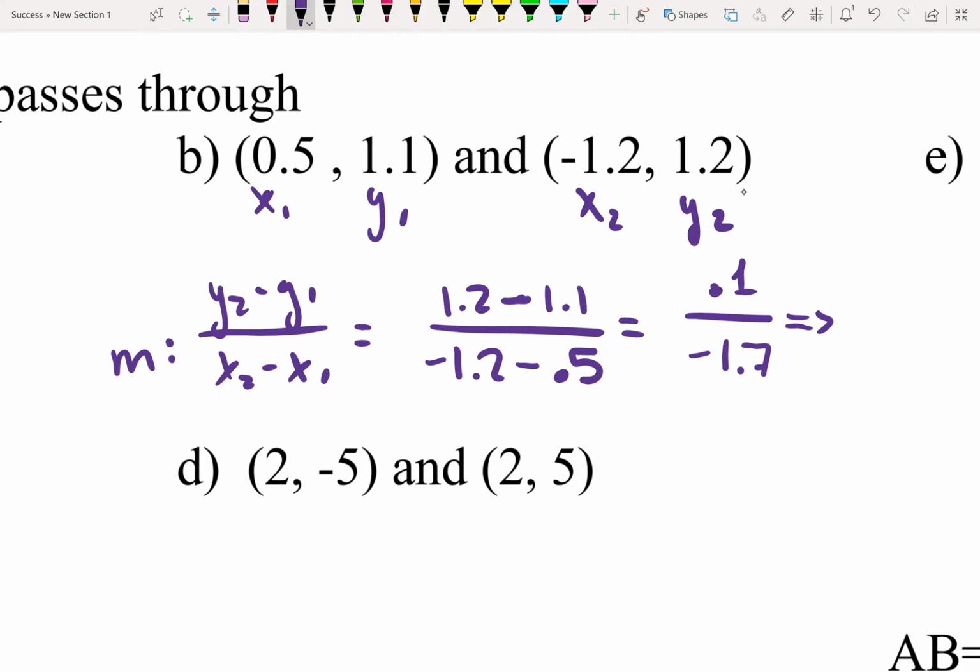When I ended up turning that into a decimal, this one was a little bit weird. I actually just multiplied my whole fraction by 10. And the reason I did that, or just moved the decimal place over, is so that I got rid of that decimal. So I've got 1 over negative 17. And that was my slope for that one.